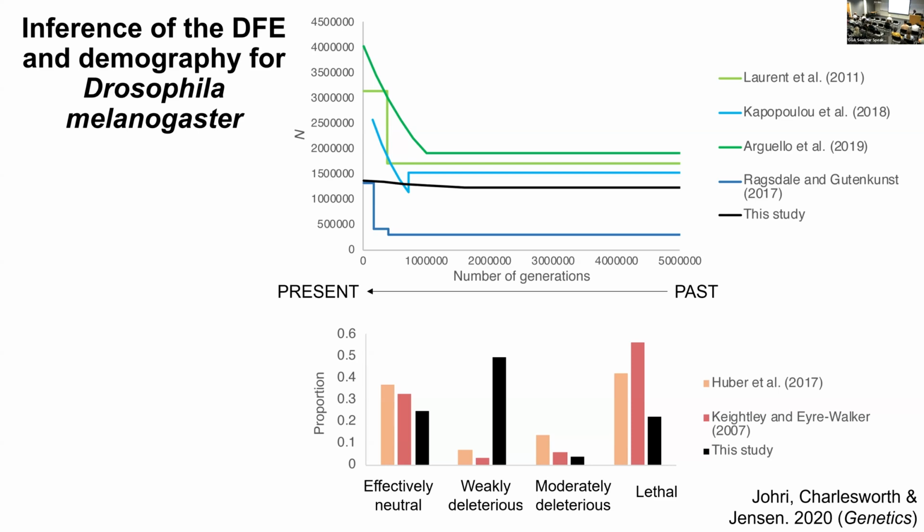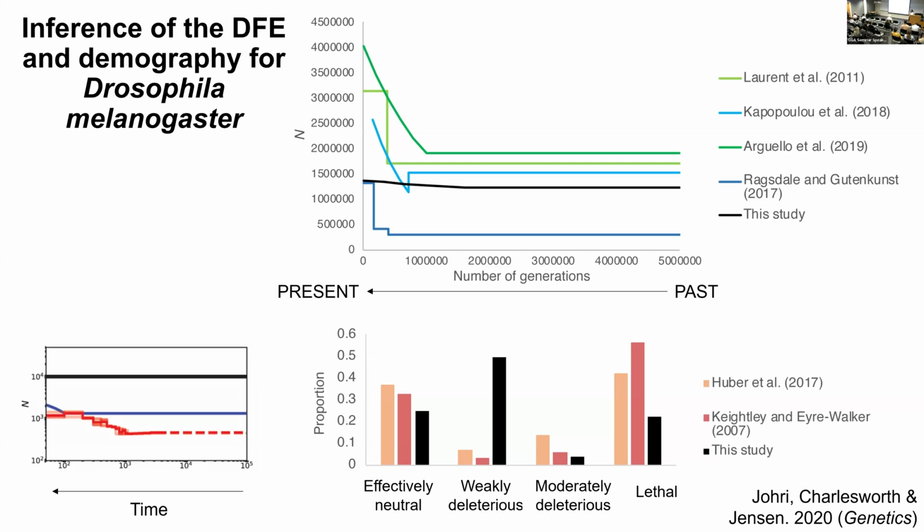This is just to remind you that this is what we would expect. If there was a lot of selection going on in the genome and you don't account for it, you expect to infer recent growth. But because we did account for it, we think that maybe that's why we're able to see a population that's more stable over time instead.